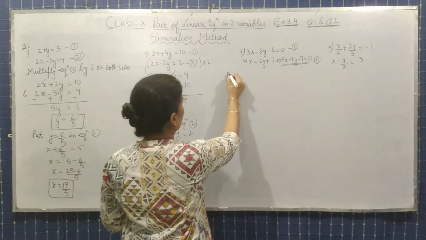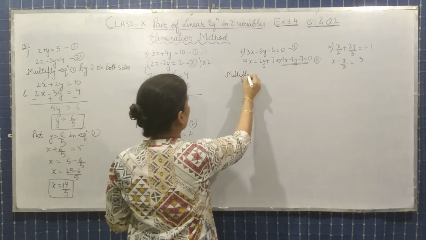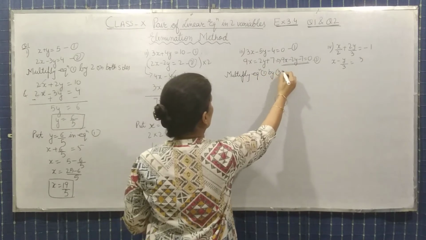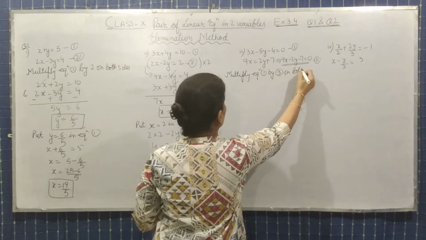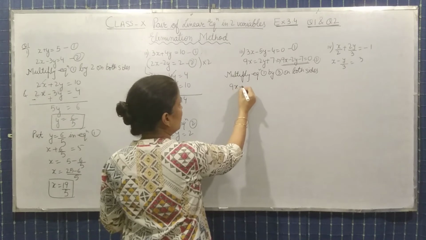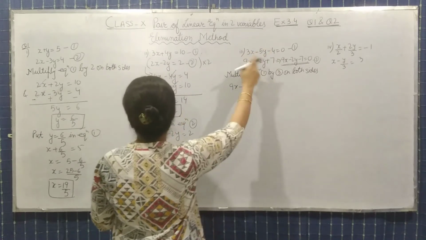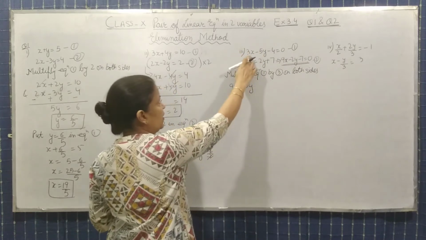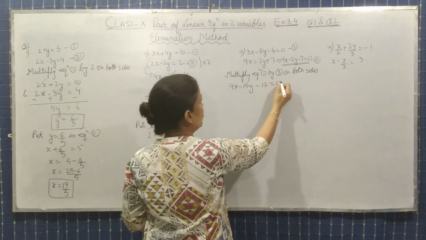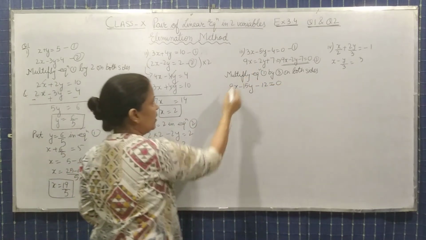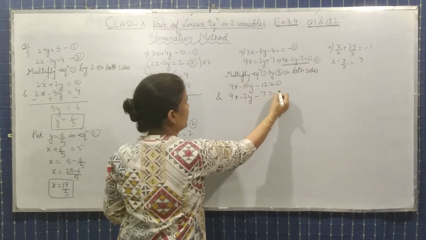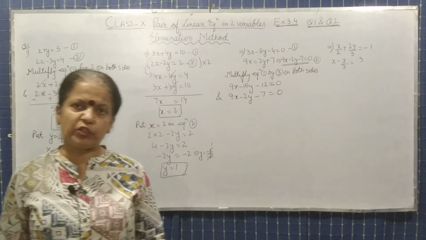So multiply equation 1 by 3 on both sides. So what do you get? 9x minus 15y, 3 से मल्टीप्लाई कर रहे हैं, so पूरे को 3 से मल्टीप्लाई, 9x minus 15y and minus 12 equals 0. And what we will do? We will rewrite the second equation as it is. Now tell me, what should be next step?